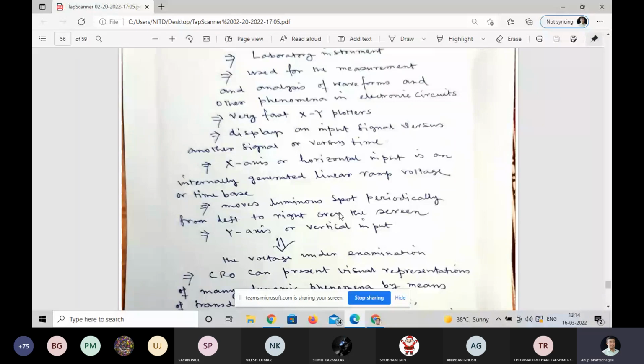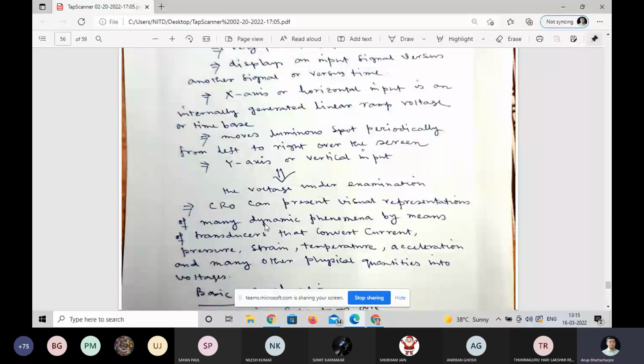Now, what about the y-axis? See, this is one very fast XY plotter. It means like your x-axis, y-axis curve that you have studied already. In the x-axis, what do we do? We apply the horizontal input. That is in the x-axis, this thing I have already stated. What about the y-axis? Try to understand.